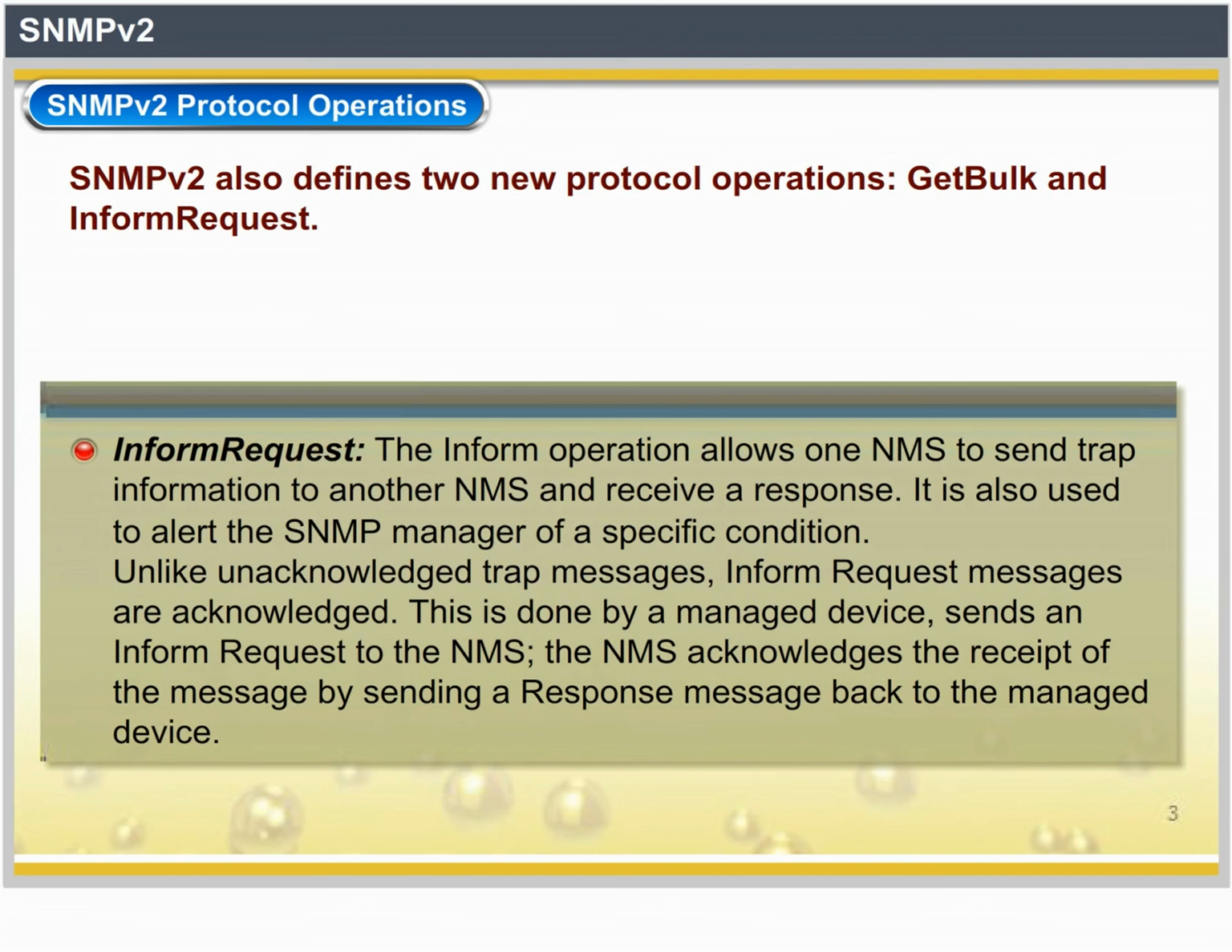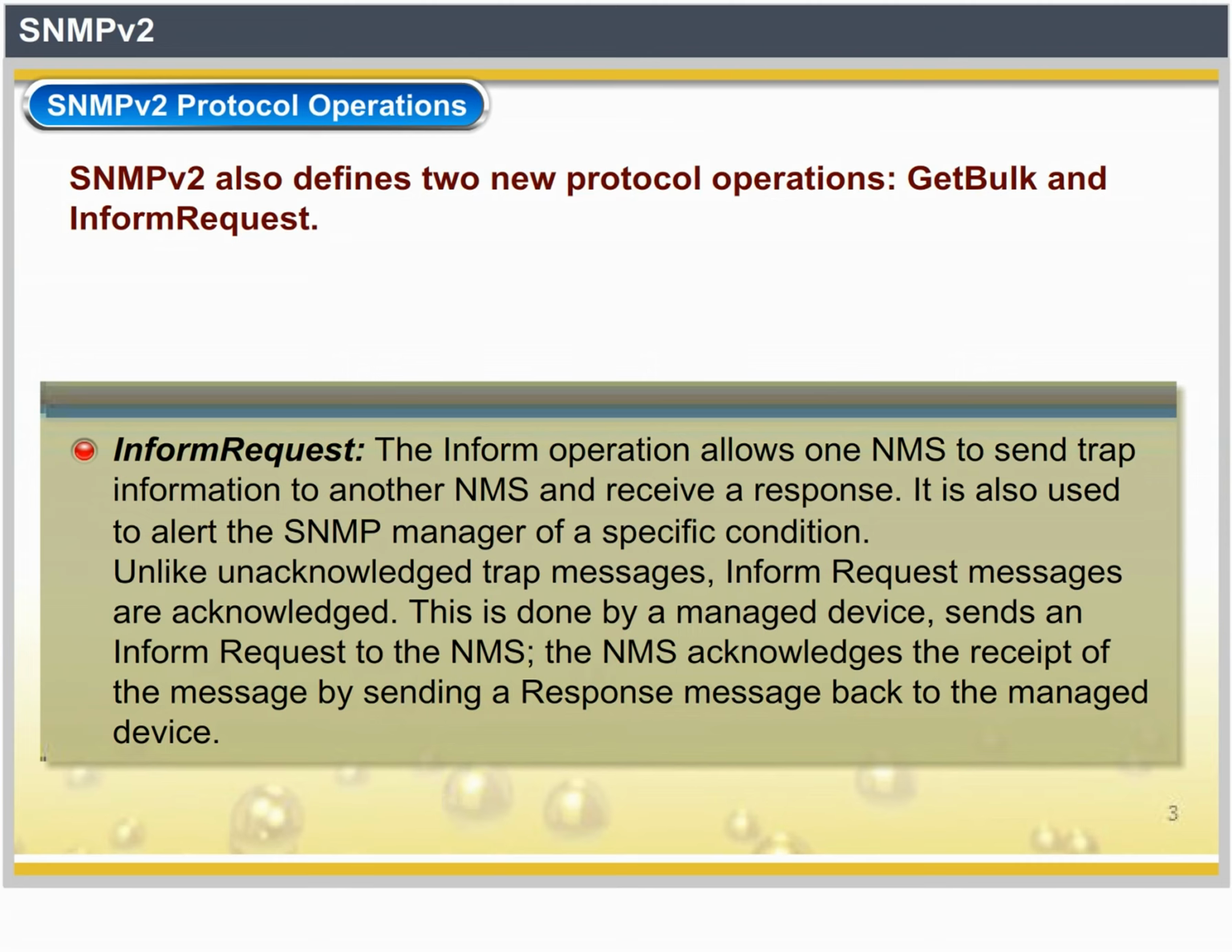Unlike unacknowledged trap messages, inform request messages are acknowledged. This is done by a managed device sending an inform request to the NMS. The NMS acknowledges the receipt of the message by sending a response message back to the managed device.